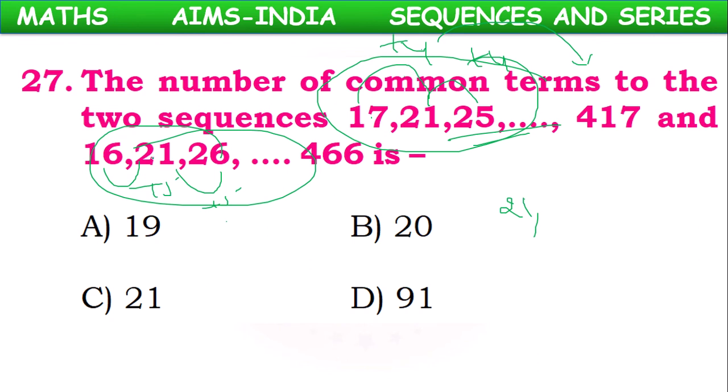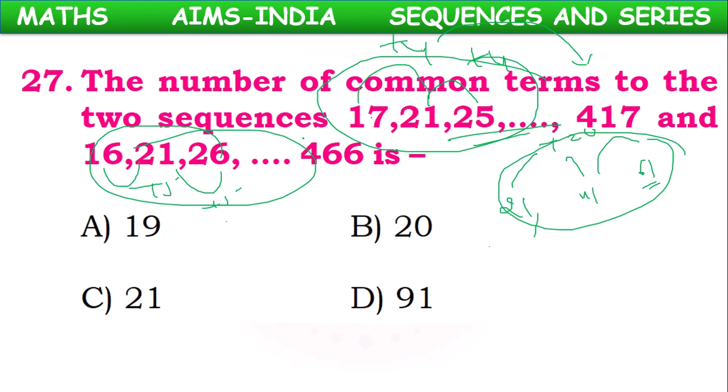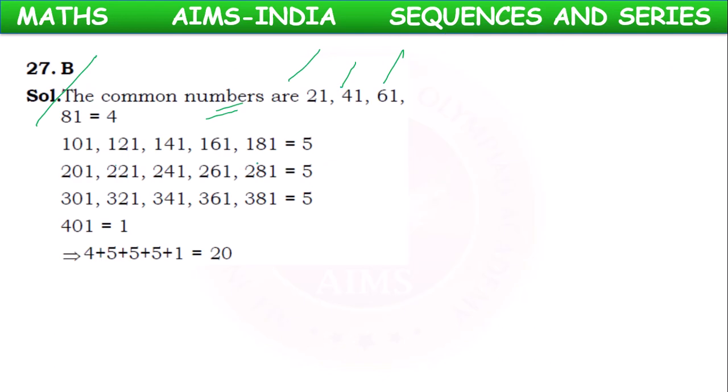Here 4 and 5, the LCM is 20. Means after that we have to add plus 20. 41 will be common. Next plus 20, 61 will be common. So the common numbers are 21, 41, 61, 81. Up to 100, we will get these. From 100 to 200: 101, 121, 141, 161, 181, 5 terms. Next 5 terms, next 5 terms.